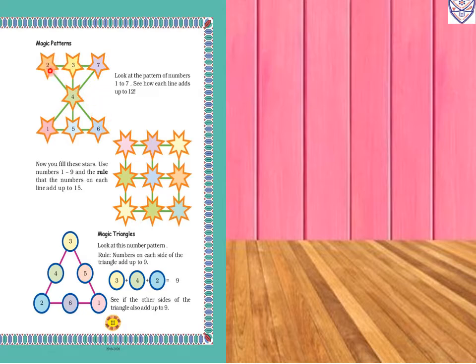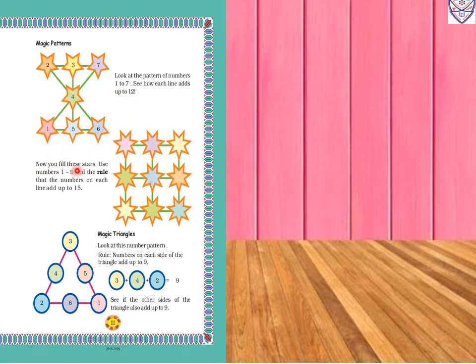12. See, first we will add this horizontal line, so we will get 2 plus 3 is 5, 5 plus 7 is 12. Same way we will add the cross line: 2 plus 4 is 6, 6 plus 6 is 12. Same way this cross line: 7 plus 4 is 11, 11 plus 1 is 12, and this horizontal line: 1 plus 5 is 6, 6 plus 6 is 12. So anywhere we add the line we will get the addition of 12.